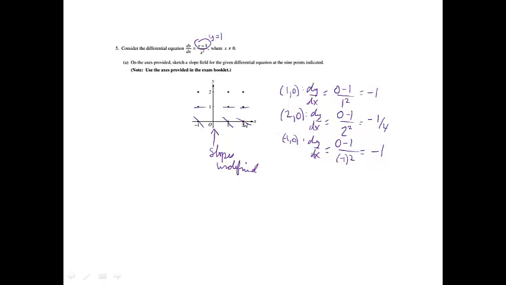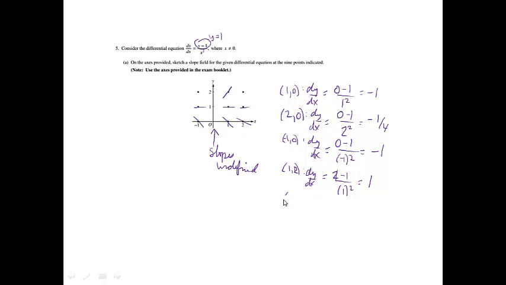Then let's do (1, 2) next. This is going to be (2 minus 1) over 1 squared, and that will give me 1. So it's going to look like this one down here, but it's just going to be headed in the other direction. So there we go.